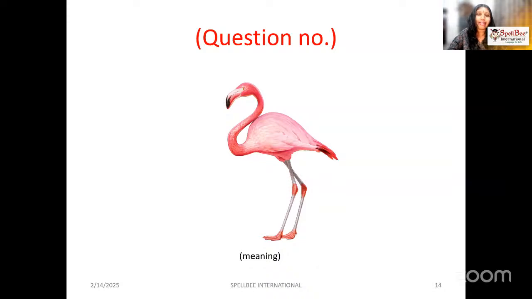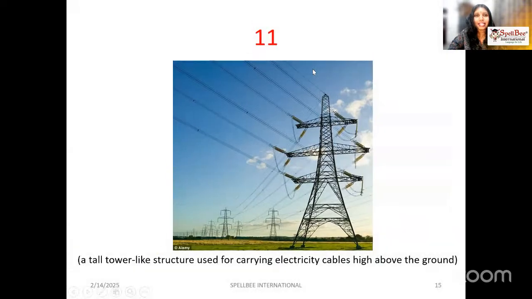Very good. This is a flamingo. Beautiful. Now, the questions might not be as simple as that. So let's see. What is this called? You must have seen this many times in your lives, correct? There is a name for this. A tall tower-like structure used for carrying electricity cables high above the ground. It's very dangerous. That's why it's carried above the ground. They are very powerful. It's not like what we receive at our homes. Our homes, we receive about 220 volts.